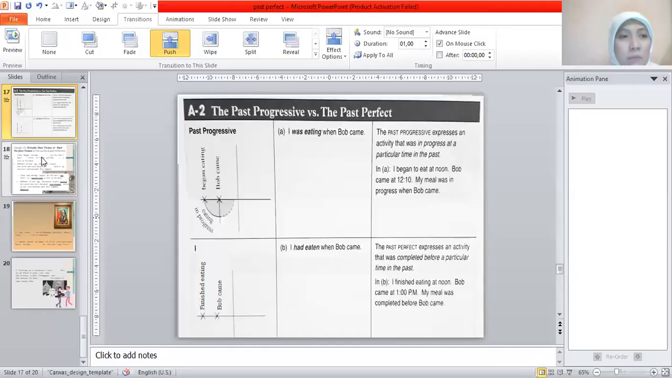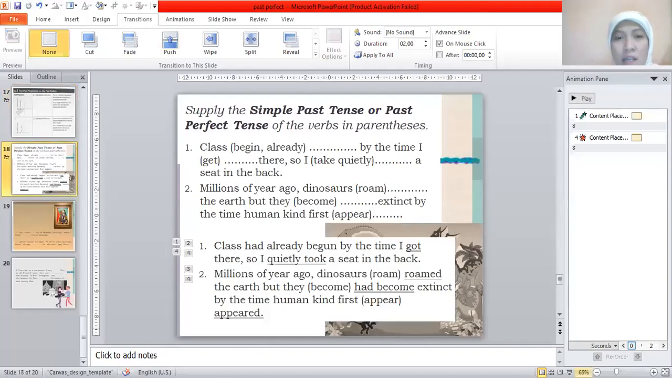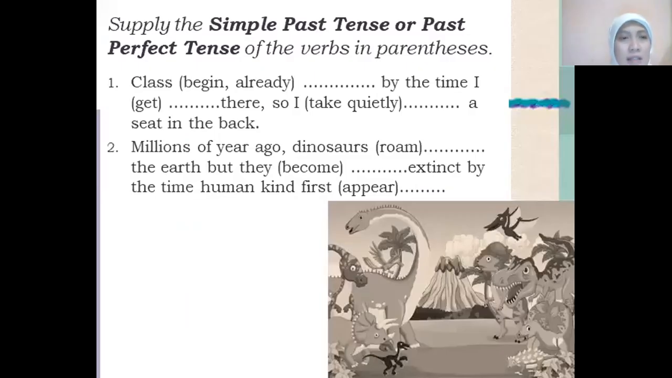Okay, now we will practice more on using past perfect. In this exercise, you will have to supply not only past perfect, but also simple past tense. Be careful. Class began already, blah, blah, blah, by the time I get, blah, blah, blah, there. So I take quietly, blah, blah, blah, a seat in the back.